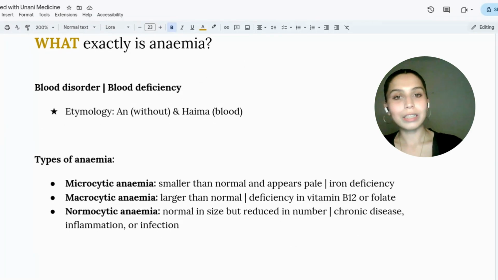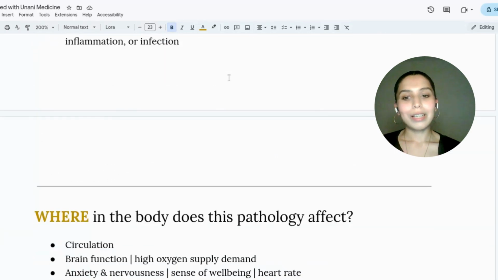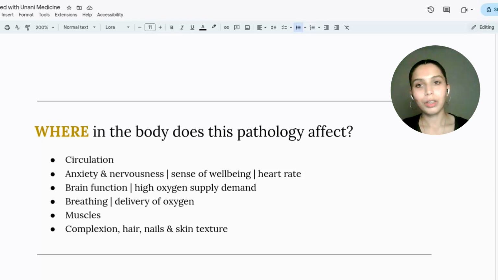So I've got the scientific names for them. We've got microcytic anemia, referring to the small red blood cells, usually from an iron deficiency, and we have macrocytic anemia, usually from a B12 or a folate deficiency, and then we have normocytic anemia, and that's, as mentioned, chronic disease, inflammation, and infection. So that's what it is. Three types. Let's move on to the next, okay?